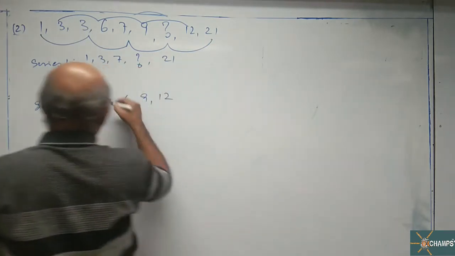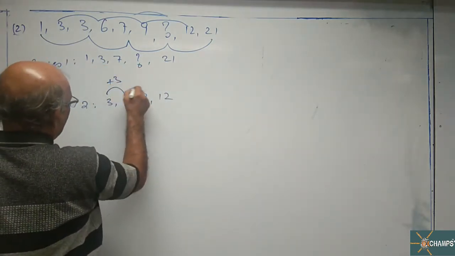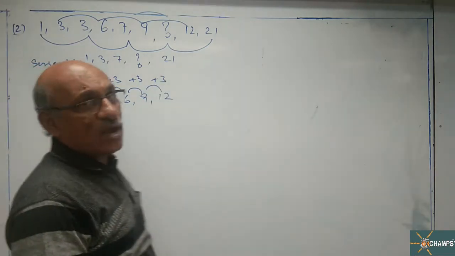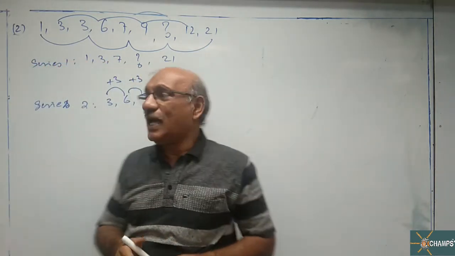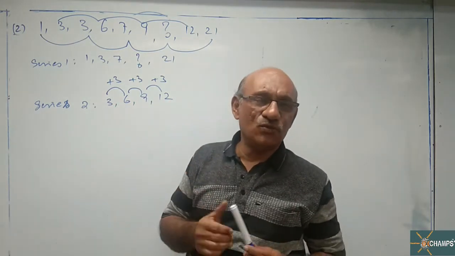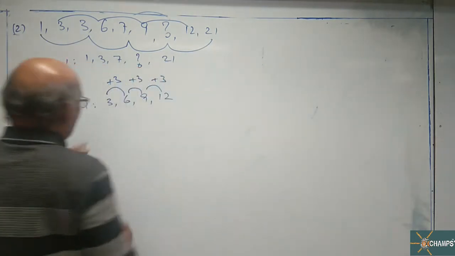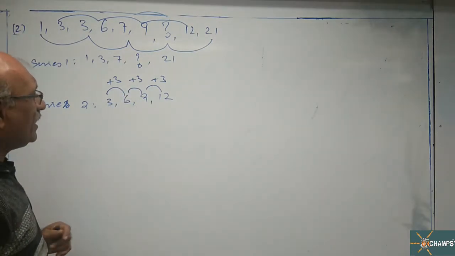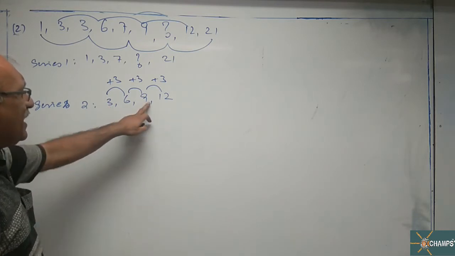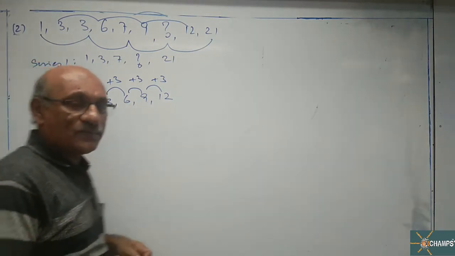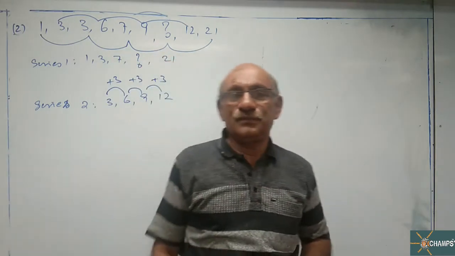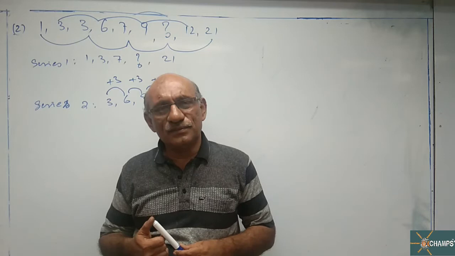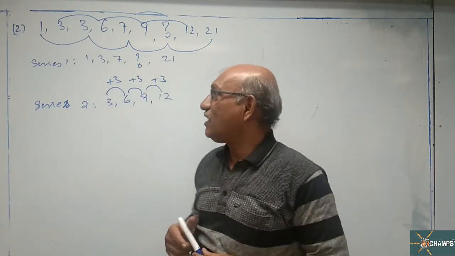Look at this. Plus 3, plus 3, plus 3. When I add a constant 3 to the preceding term, I get the succeeding term for series 2. 3 plus 3 is 6, 6 plus 3 is 9, 9 plus 3 is 12. Otherwise, 6 minus 3 is 3, 9 minus 6 is 3, 12 minus 9 is 3. So with the second series we don't have any problem, sir. Now let us see the first one.